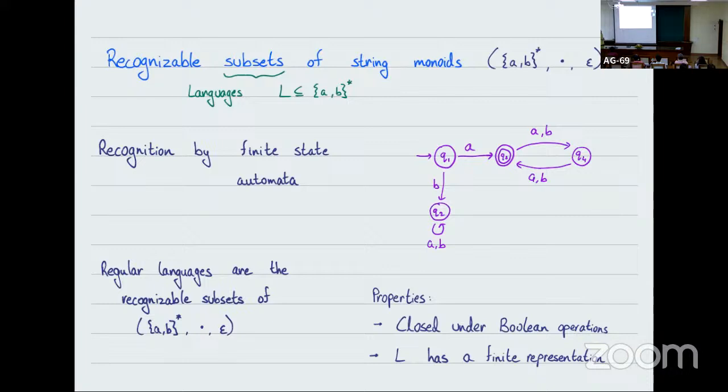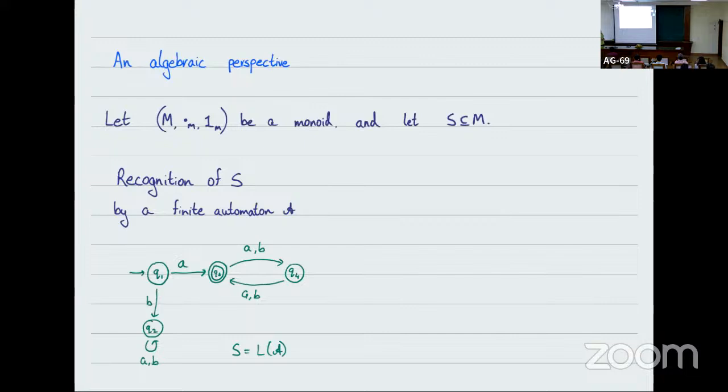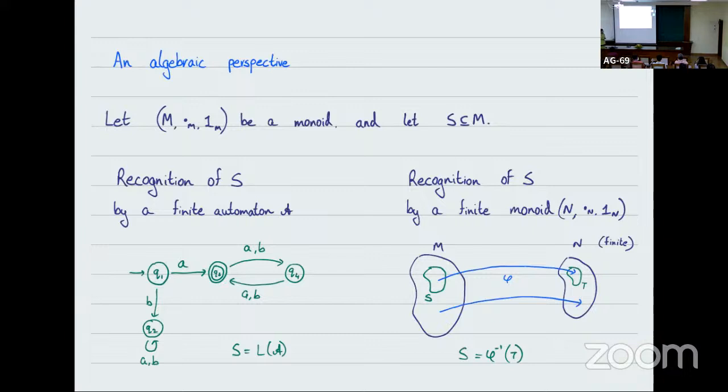So we can look at this same notion from an algebraic perspective. Let's say you have a monoid M in general, and you want to see which subsets of the monoid are recognizable. We looked at recognition by finite automata. Another notion is recognition by finite monoids. I'll define them shortly. Over here we recognized a subset S by a finite automaton. Over here we recognize a subset S of a monoid by another monoid, a finite one.